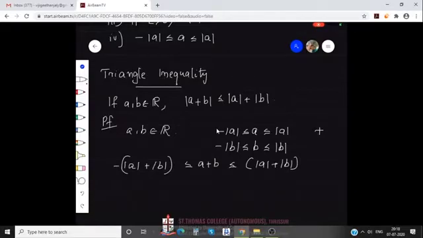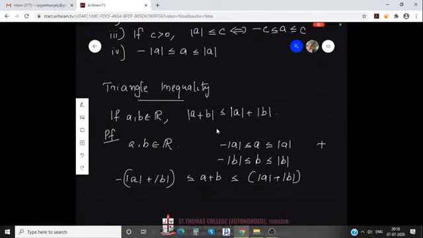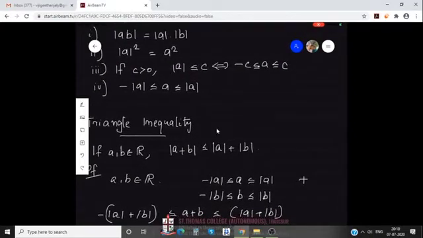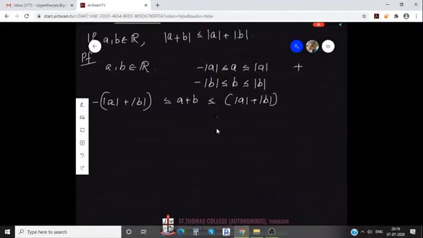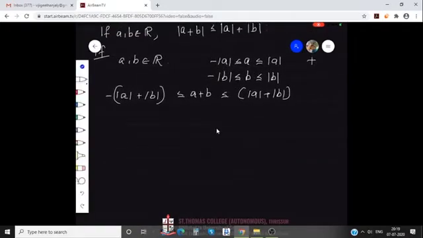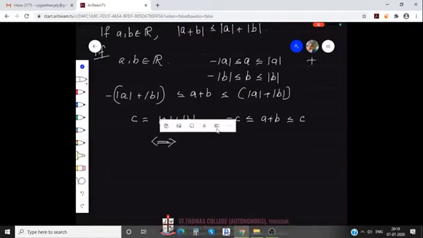Okay. Now look at the second statement of this theorem. If C is greater than 0, then absolute value of A less than or equal to C implies and is implied by minus C less than or equal to A less than or equal to C. Okay. So now look here. I'm taking C as absolute value of A plus absolute value of B. So the previous statement is like minus C less than or equal to A plus B less than or equal to C. Okay. So by the previous theorem we can say that this implies and is implied by modulus of the middle term. So modulus of A plus B less than or equal to C.